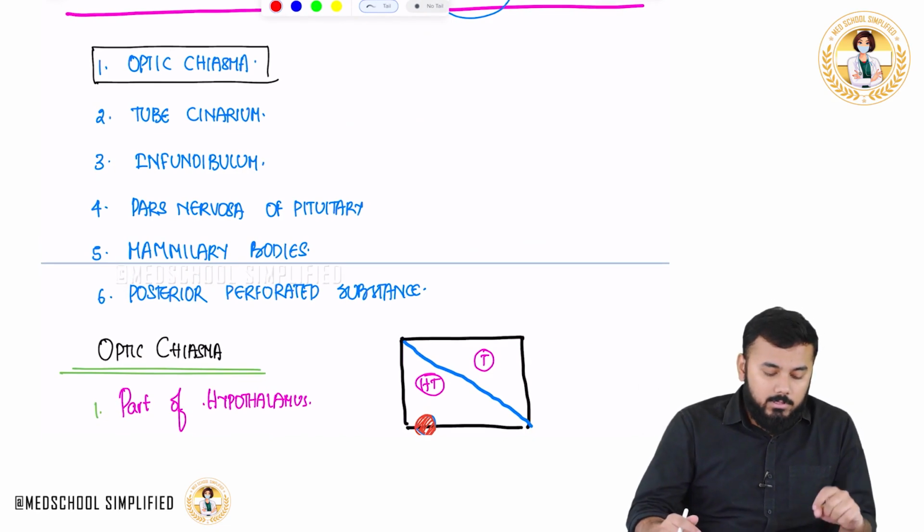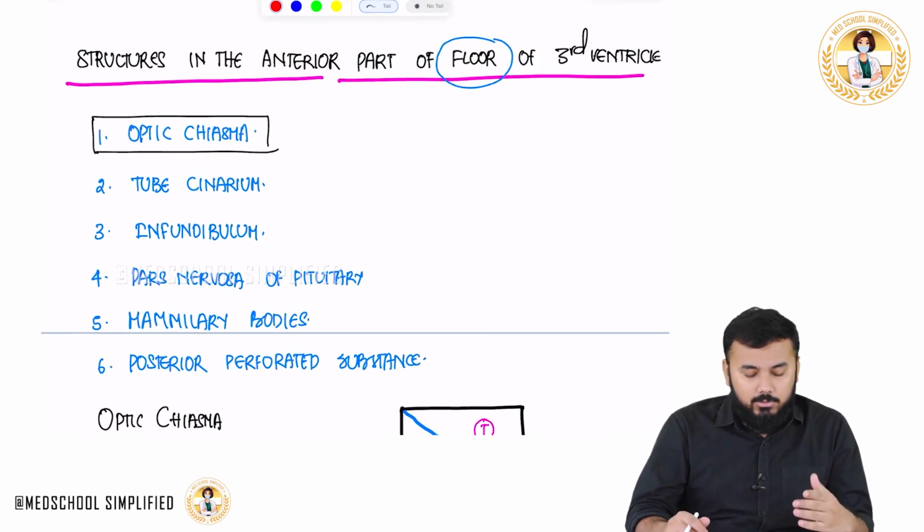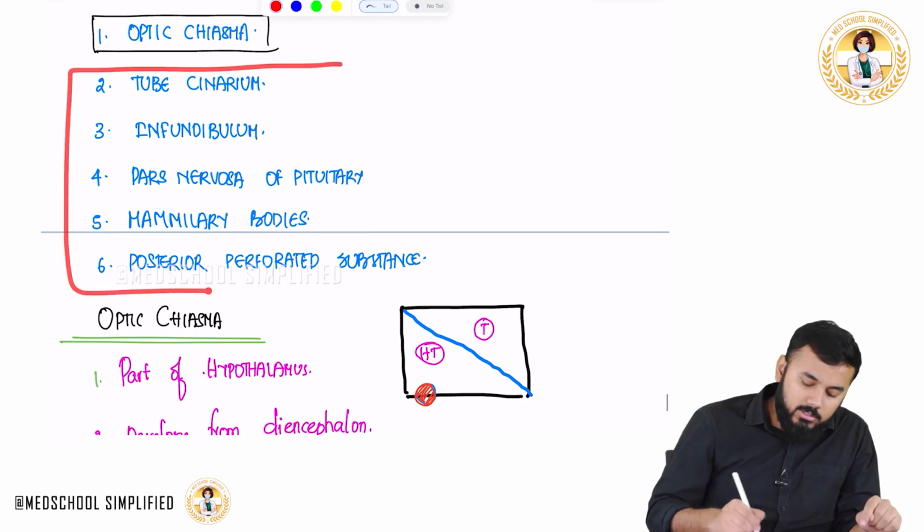So the first part in the floor of the third ventricle is the optic chiasma. Next we shall discuss all these structures in a single picture.